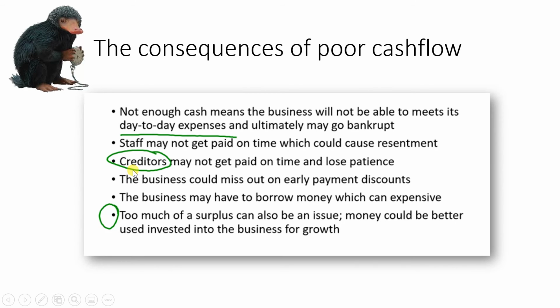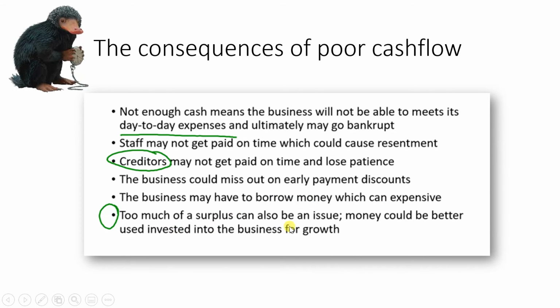The business could miss out on early payment discounts. The business may have to borrow money, which can be expensive. And the last point, too much of a surplus can also be an issue. Money could be better used, invested into the business for growth. Now that last one is talking about retained profit.